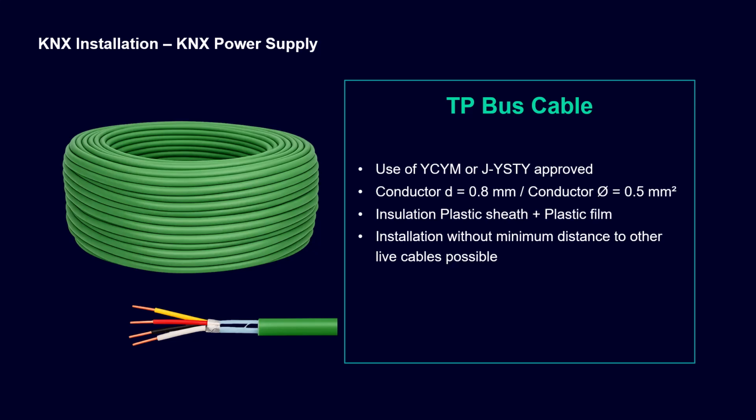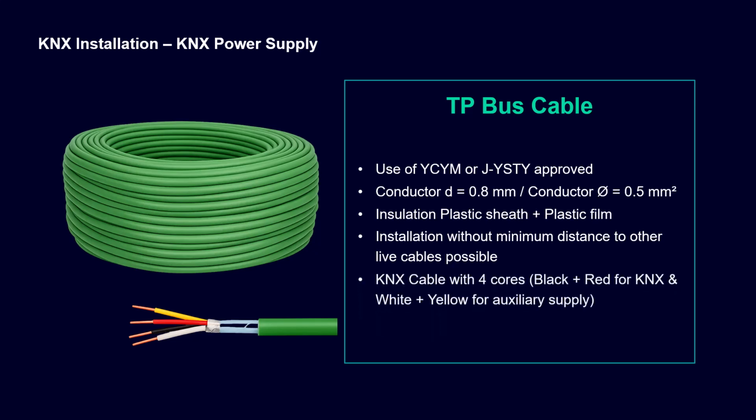A typical KNX cable consists of 4 cores. The black and red cores are used for KNX bus communication, while the white and yellow cores are optionally available for additional power supply. The mandatory twisting of the cores, also known as twisted pair, ultimately provides high stability against electromagnetic interference.